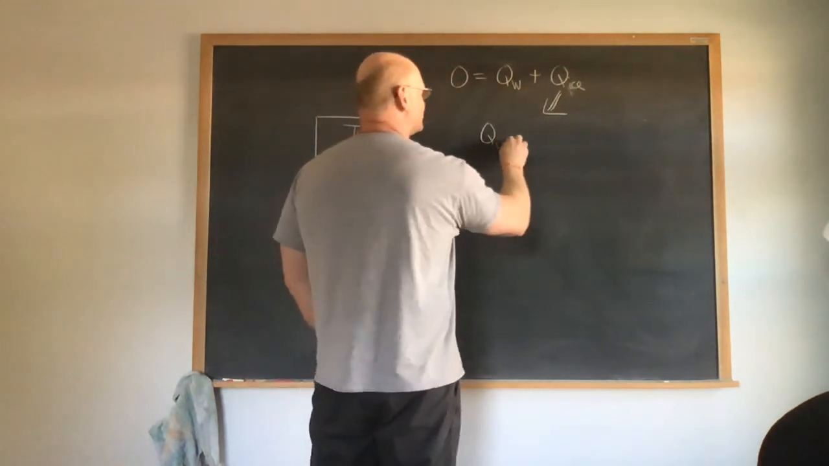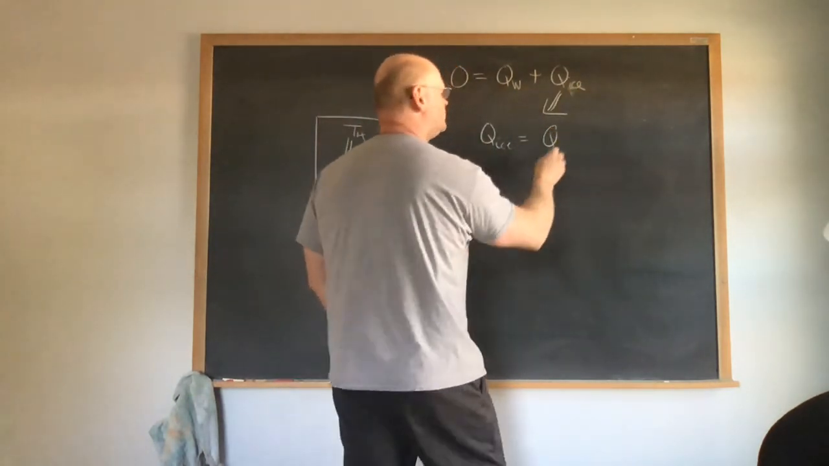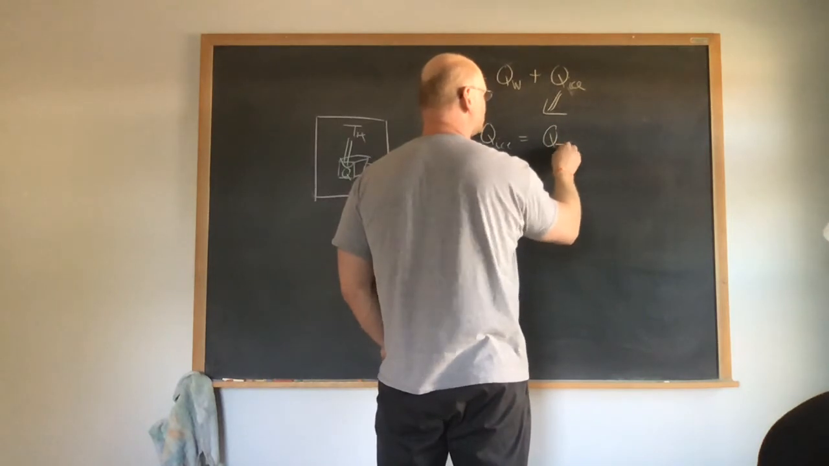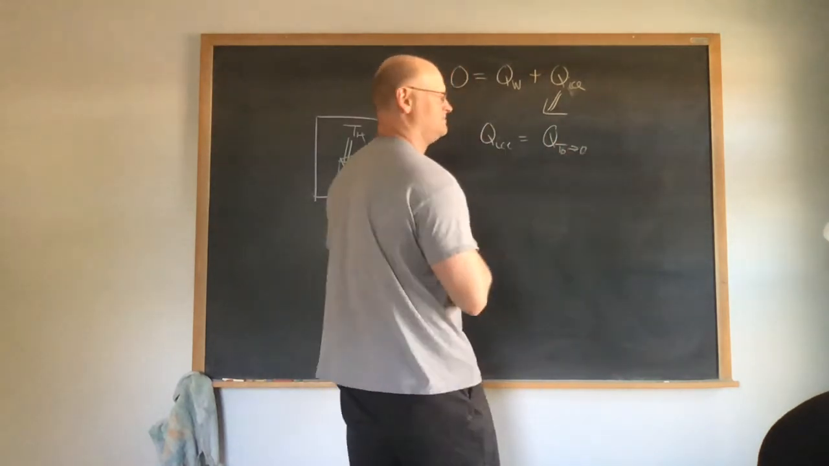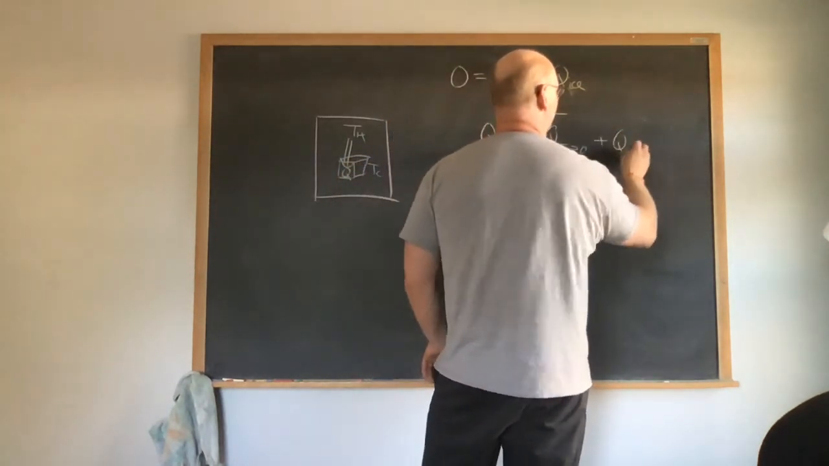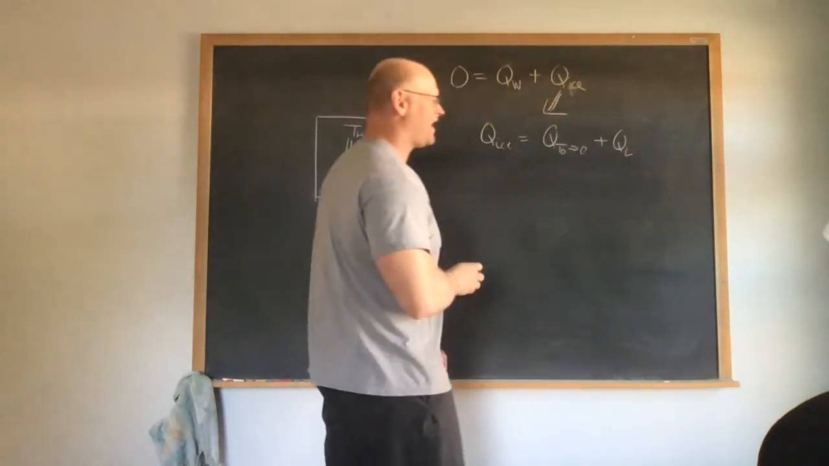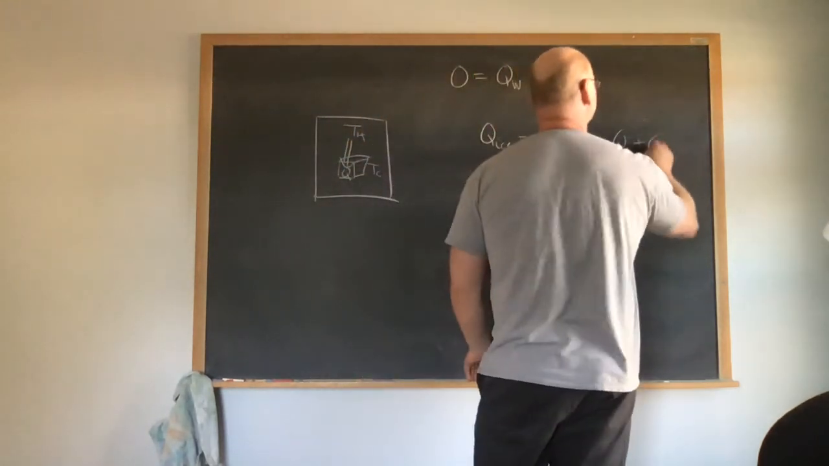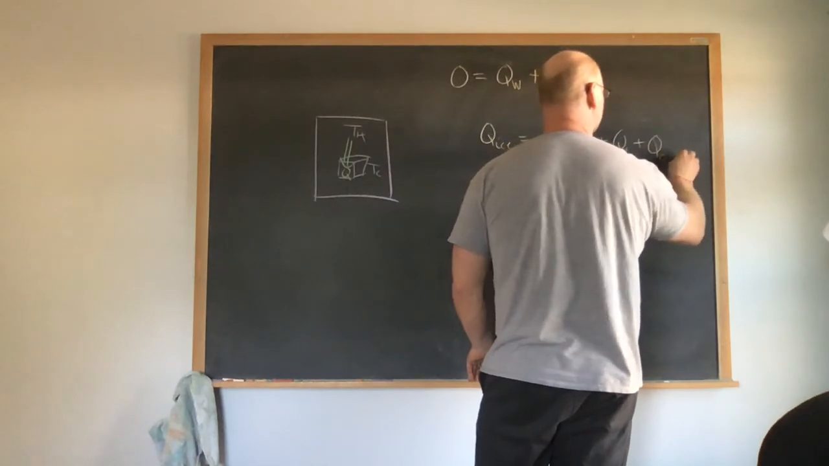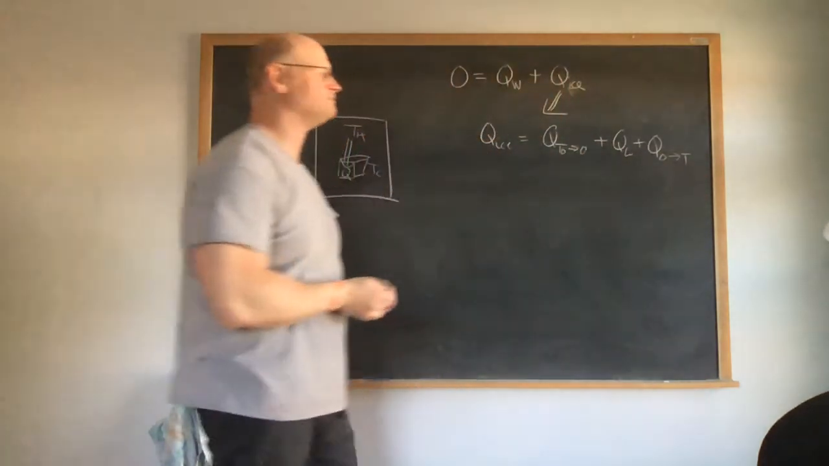So Q of ice then is going to be equal to the Q from whatever the initial temperature is, the initial to 0 degrees, plus the latent heat of fusion, because now I have to melt it, plus Q from 0 degrees to whatever that final temperature is going to become.